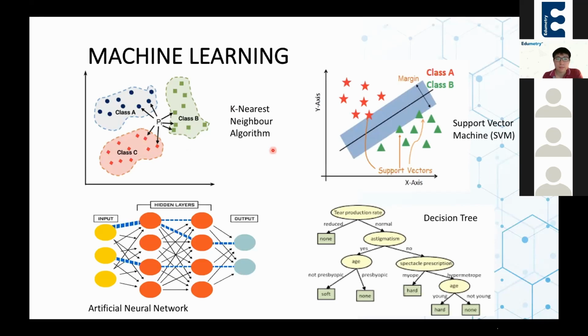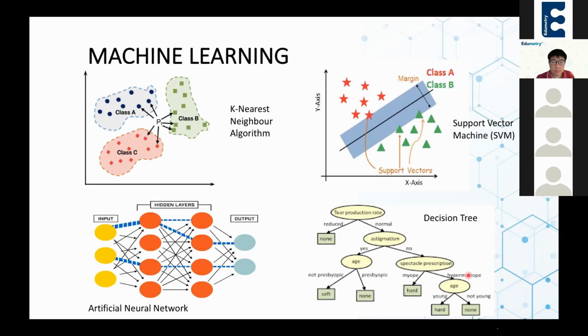Just like, for me, I learn via reading, but perhaps another person has to learn by experience. So even with humans, we have different types of learning paths. So for machine learning, we have different types of learning techniques. One of them is the k-nearest neighbor algorithm, then support vector machine, artificial neural network, and decision tree.